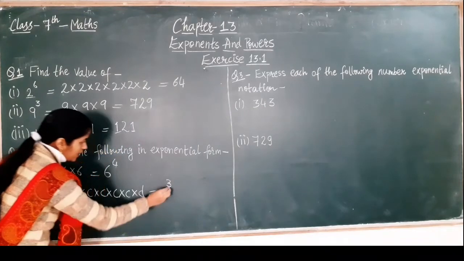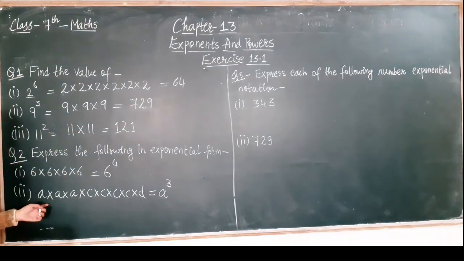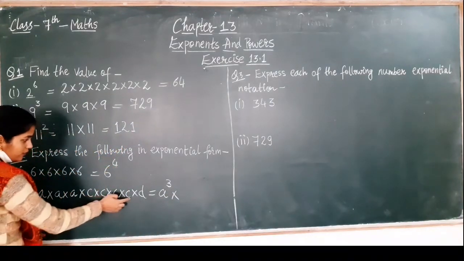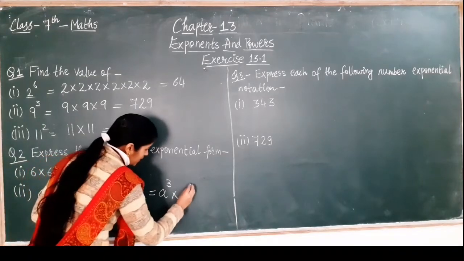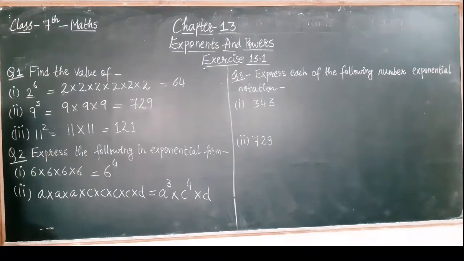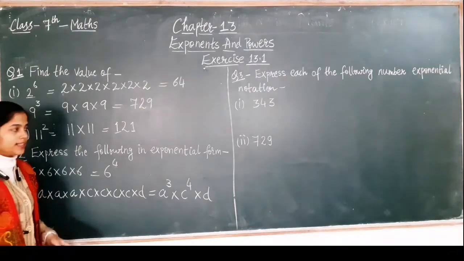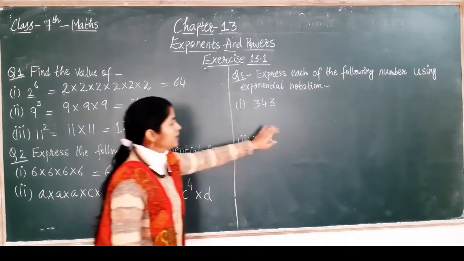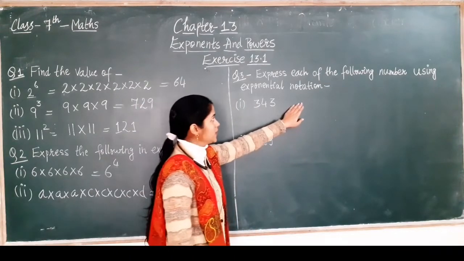The same way, a is multiplied 3 times. So we'll write a raised to the 3, and then 1, 2, 3, 4. So c is multiplied 4 times and d is multiplied 1 time. So this would be our answer. Now we'll see our next question, that is express each of the following numbers using exponential notation.